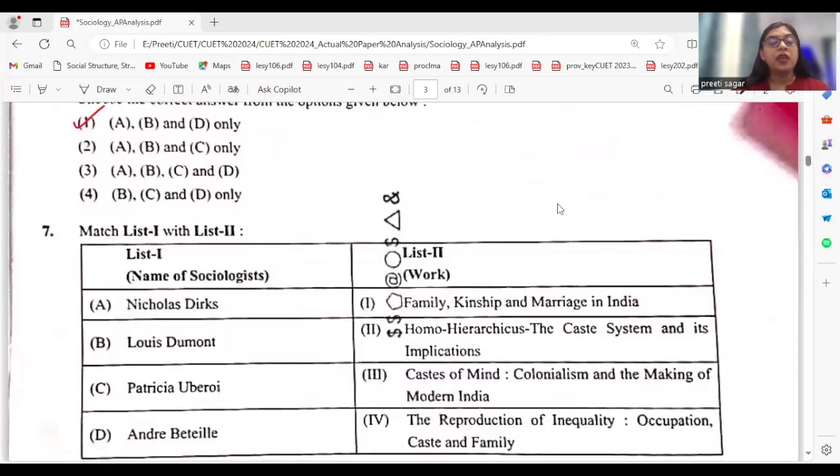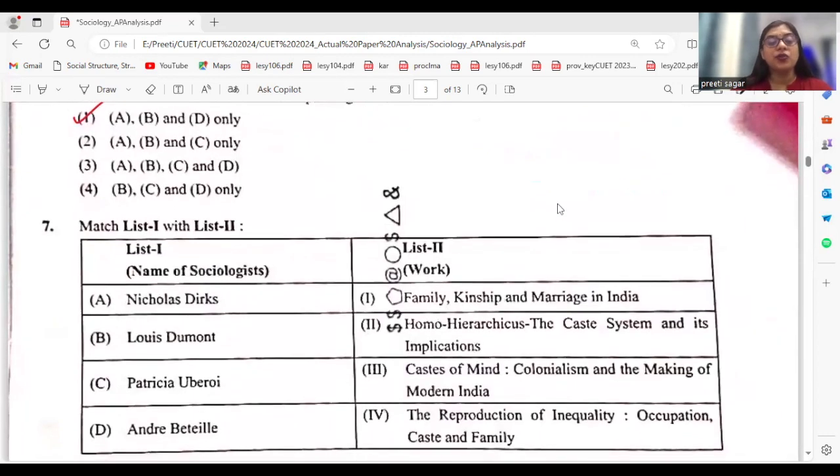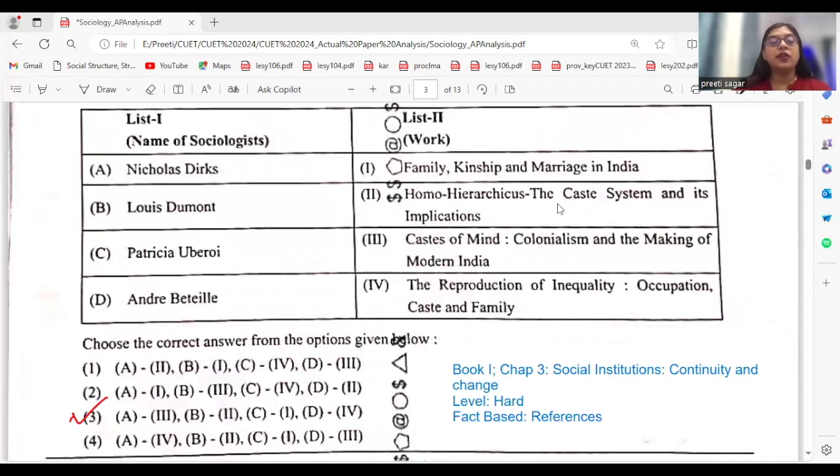Statement option 1. Next is match list 1 with list 2, name of the sociologist and their work. Nicholas Dirks wrote Castes of Mind, Colonialism and the Making of Modern India. Louis Dumont worked on Homo Hierarchicus, the caste system and its implications. Patricia Uberoi worked on family, kinship and marriage in India. Andre Beteille worked on the reproduction of inequality, occupation, caste and family. Option 3 is the right answer. That's entirely factual, because it is asked from the reference section of the chapter, that is chapter number 3.